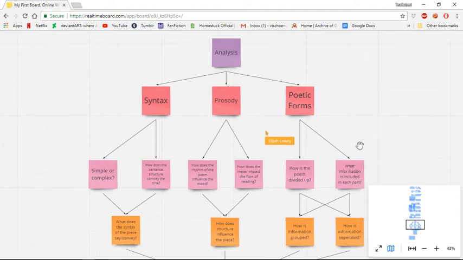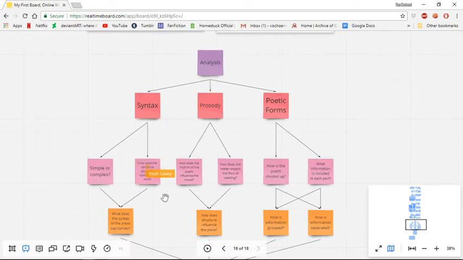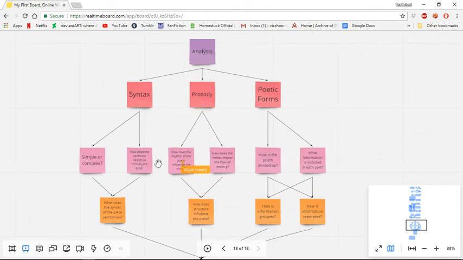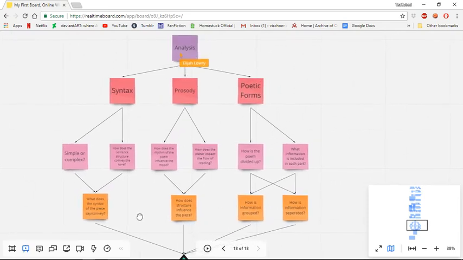When using syntax to analyze, you should look to see if it's simple or complex sentence structure, and how do the sentence structures convey the tone, and what does the syntax then say about the piece. When analyzing prosody, you should consider how the rhythm of the poem influences the mood and how the meter impacts the flow of the reading, which then ultimately culminates in how does structure influence the piece.